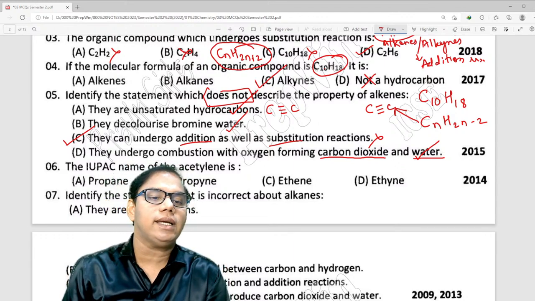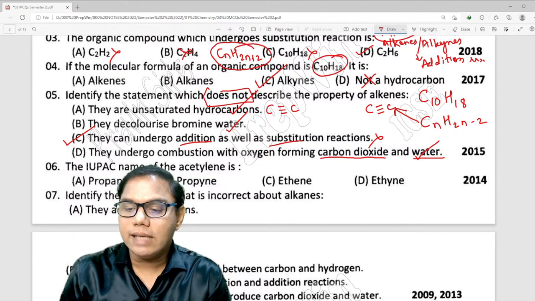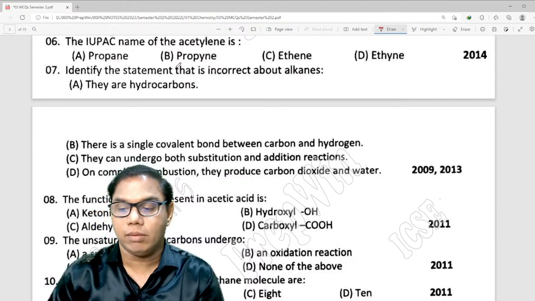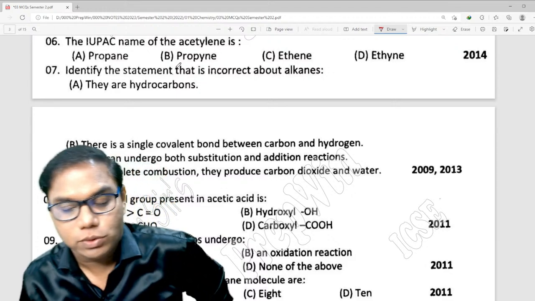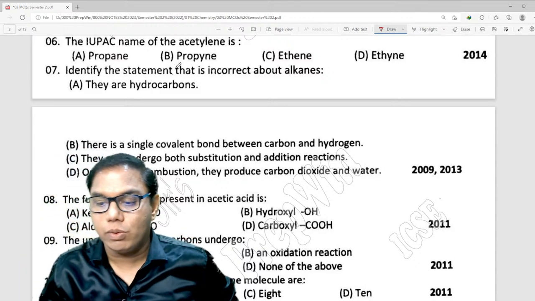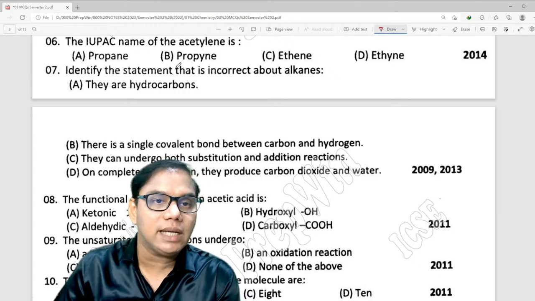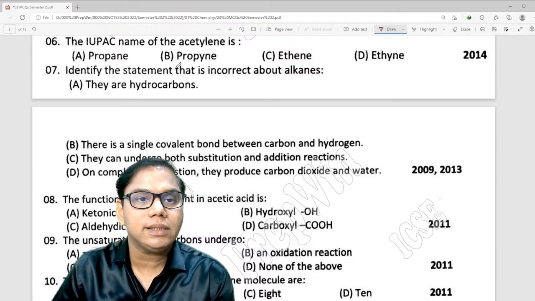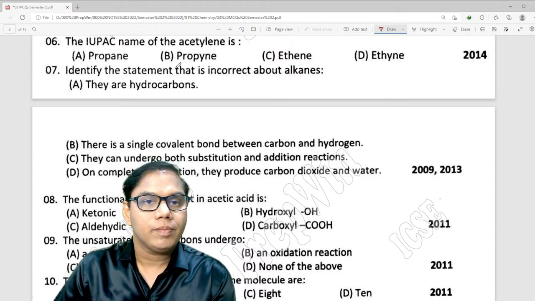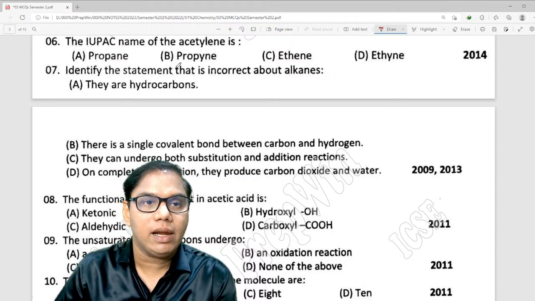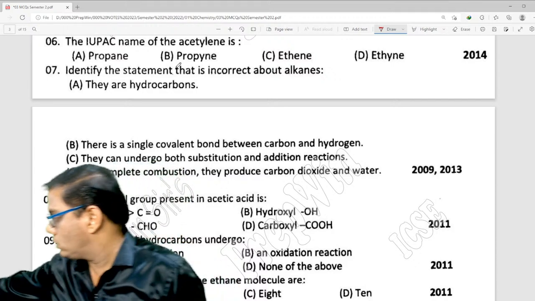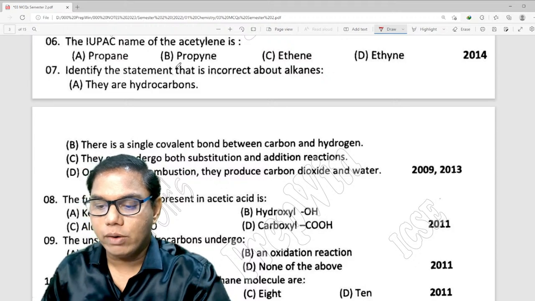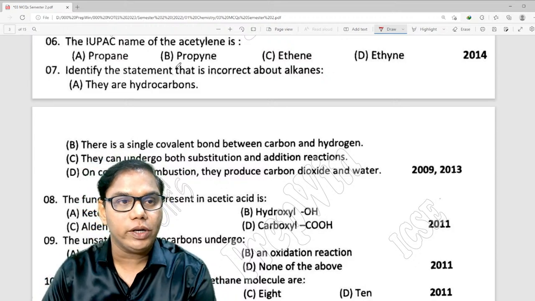Right? IUPAC name of acetylene. What is acetylene? Please write the number. Please write the question number, so I get your answer, because there are other students who are still answering the previous question. What is the answer for question number 6? Acetylene is IUPAC name, what is it? This is the common or trivial name. What is the IUPAC name? Yes, come on. Yes, I am getting the answers. I could see two different answers.